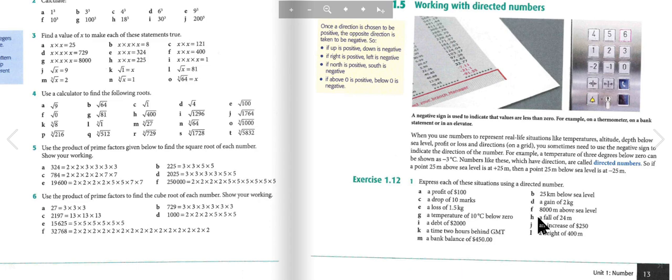A fall of 24 meters is negative 24 meters. A debt of $2,000 is negative $2,000. An increase of $250 is positive $250. A time 2 hours behind GMT is negative 2 hours. A height of 400 meters is positive 400 meters. And a bank balance of $450 is positive 450. So, were you correct? Tell me in the comments.